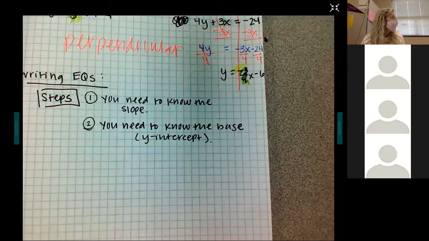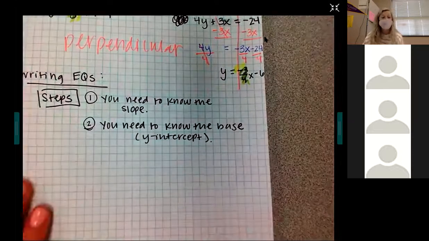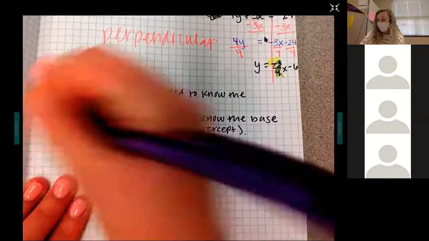Okay, if they don't give you the base, but instead I tell you a point that the line will go through, what do you do with that point? Y over x. Yeah, okay, you put it in for the y and the x. Let's write that down so y'all have it in your notebook for your test. I want you to put a big star by it.